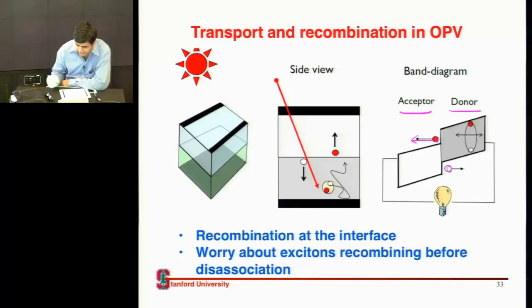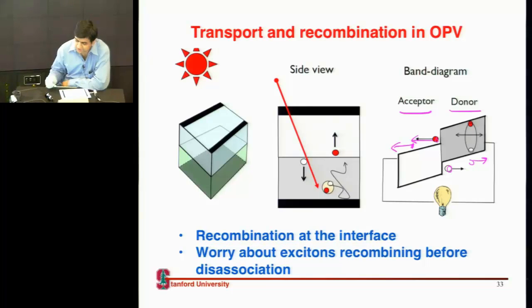Now, is there any way this electron can recombine before it gets collected? What do you guys think? Can it? It can. How many people think it can? So to recombine, what is the other thing it needs? An electron to recombine needs a hole, right? Where is the hole? Right, the electrons all went this way.